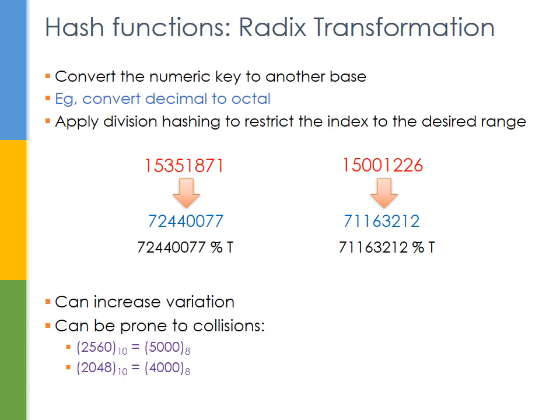And this, again, doesn't guarantee that there will be no collisions, because if you take, for example, two decimal numbers, 2560 and 2048, and you convert them both to octal, you will end up with 5,000 and 4,000. These are obviously numbers with lots of zeros, so they are more likely to end up with some collision after you apply your modulus operation to it.